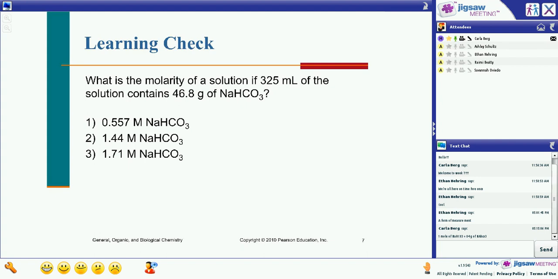Okay, once you have worked your way through steps 1, 2, and 3, click yes or click stuck if you are stuck, please.